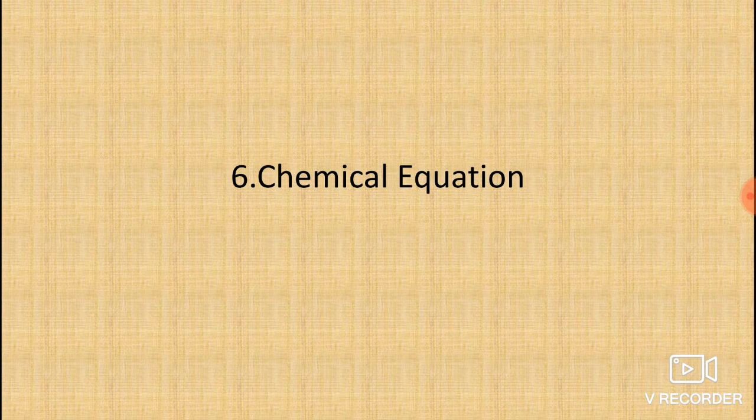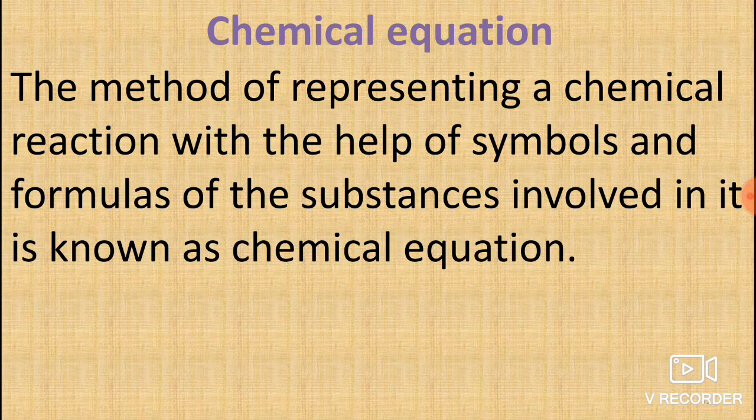Today we are going to discuss the topic of chemical equations. What is a chemical equation? The method of representing a chemical reaction with the help of symbols and formulas of the substances involved in it is known as a chemical equation. So, a word equation can be represented by means of symbols and formulas.